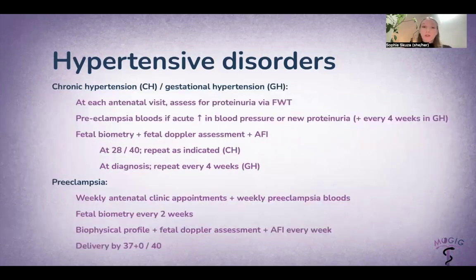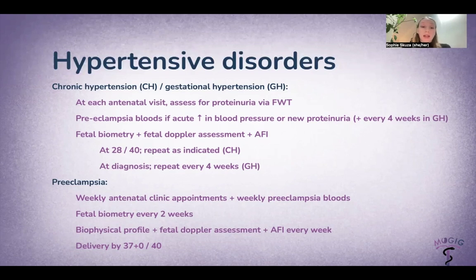Specific management for chronic hypertension or gestational hypertension includes assessing for proteinuria via urine dipstick at each antenatal visit, performing preeclampsia bloods if we note an acute increase in blood pressure or new proteinuria, and performing fetal biometry and fetal Doppler assessment alongside an amniotic fluid index at 28 weeks gestation, repeating as indicated in chronic hypertension, and at diagnosis, repeating every 4 weeks for gestational hypertension.